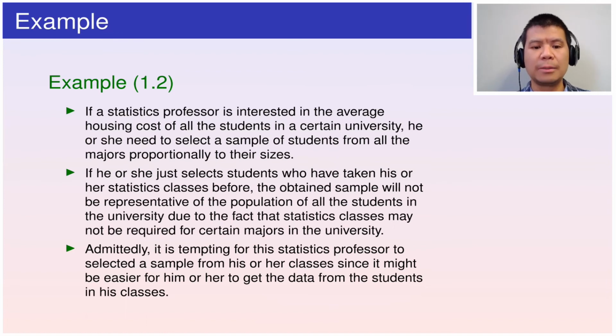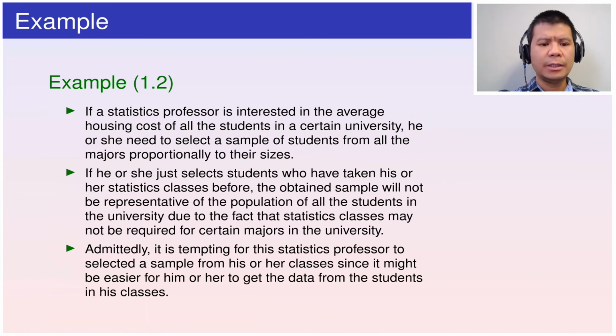Now, because what? The statistics classes may not be required for certain majors in the university. Also, her class is not all the classes, so it does not include all the majors. In this case, we will say that it is not representative of the population, which is all the students in this university.